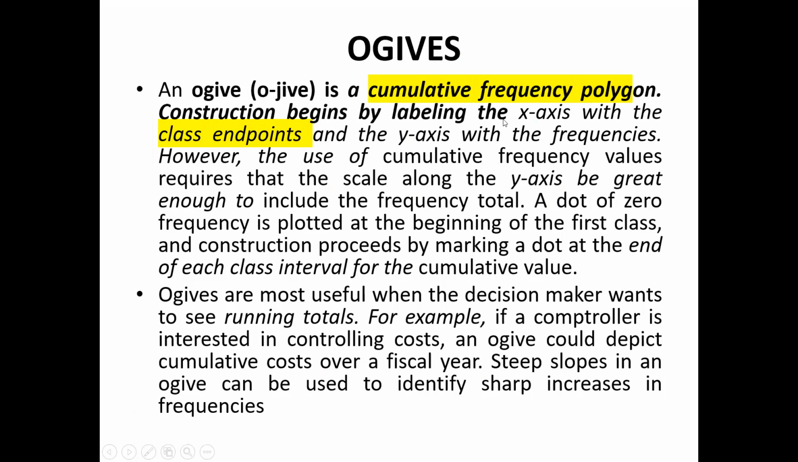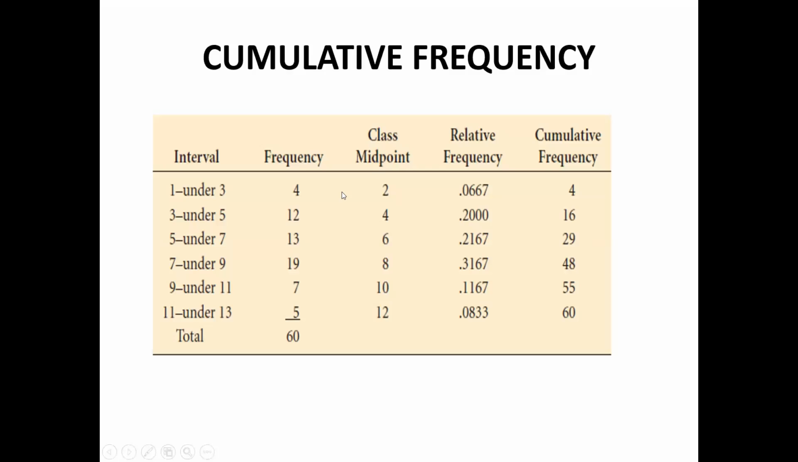So construction begins by labeling the x-axis with class endpoint and the y-axis with the frequencies. However, the use of cumulative frequency values requires that the scale along the y-axis be great enough to include the frequency total. Obviously, the cumulative frequency number is larger. As you can see here, the frequency was 4, but in cumulative frequency the number is increasing. So the difference you create on your y-axis should be large enough so that it can include these cumulative frequency values.